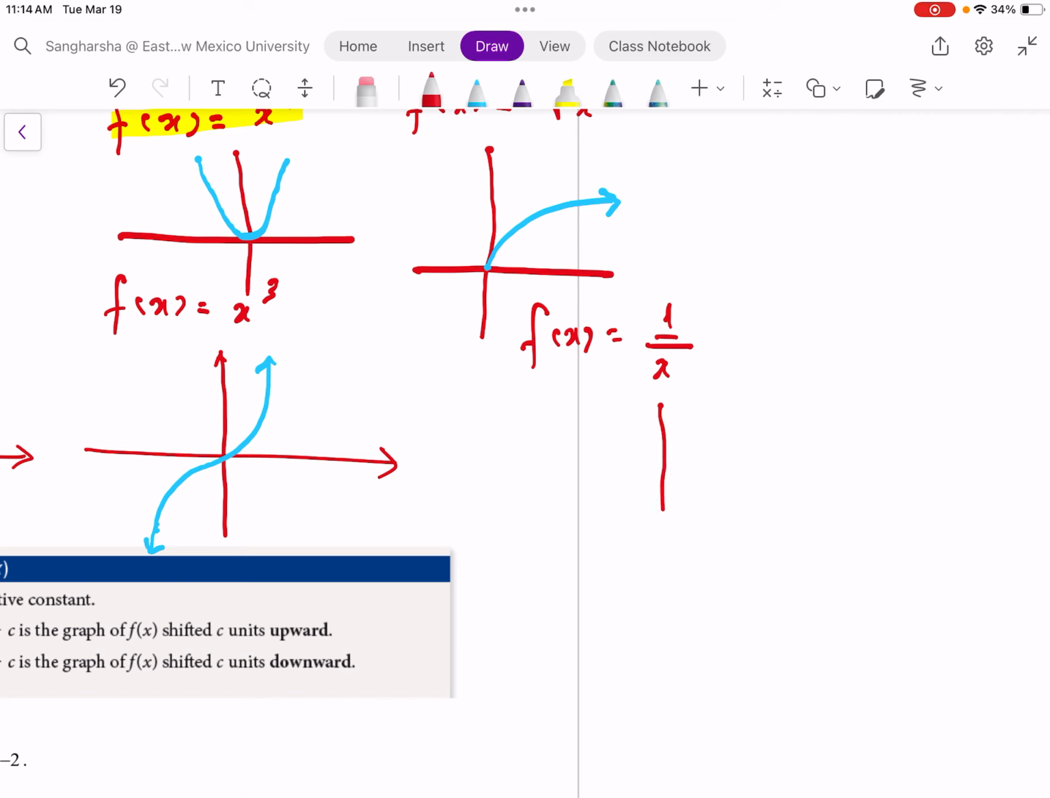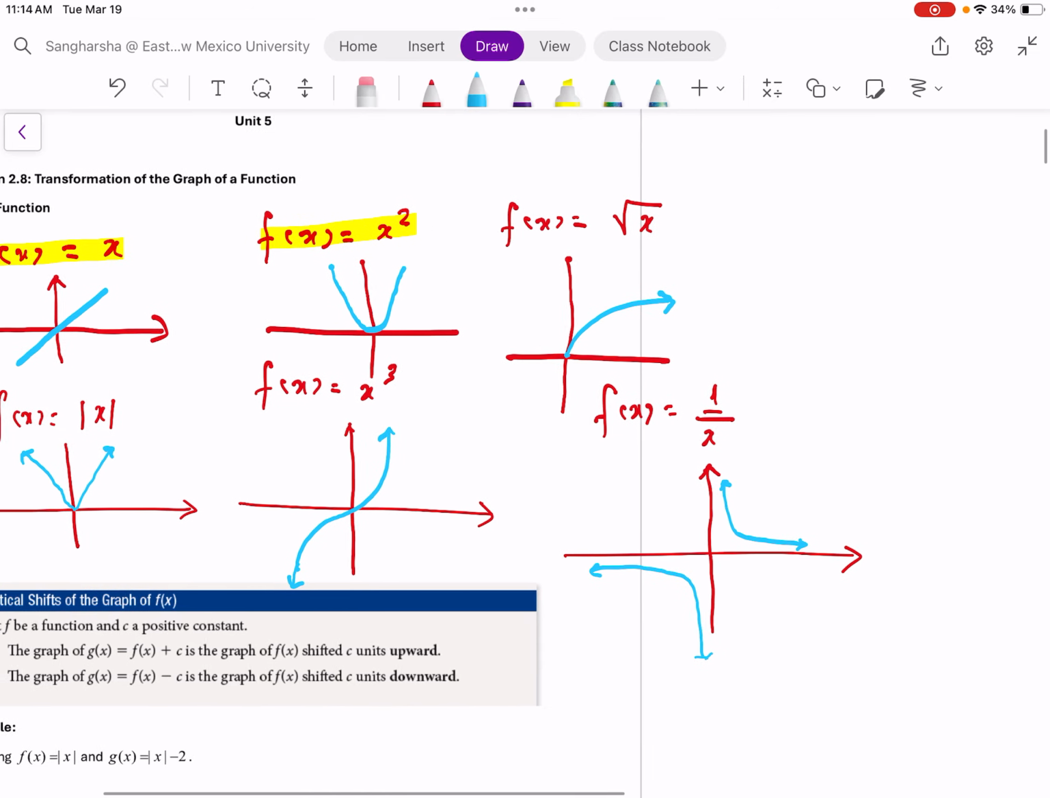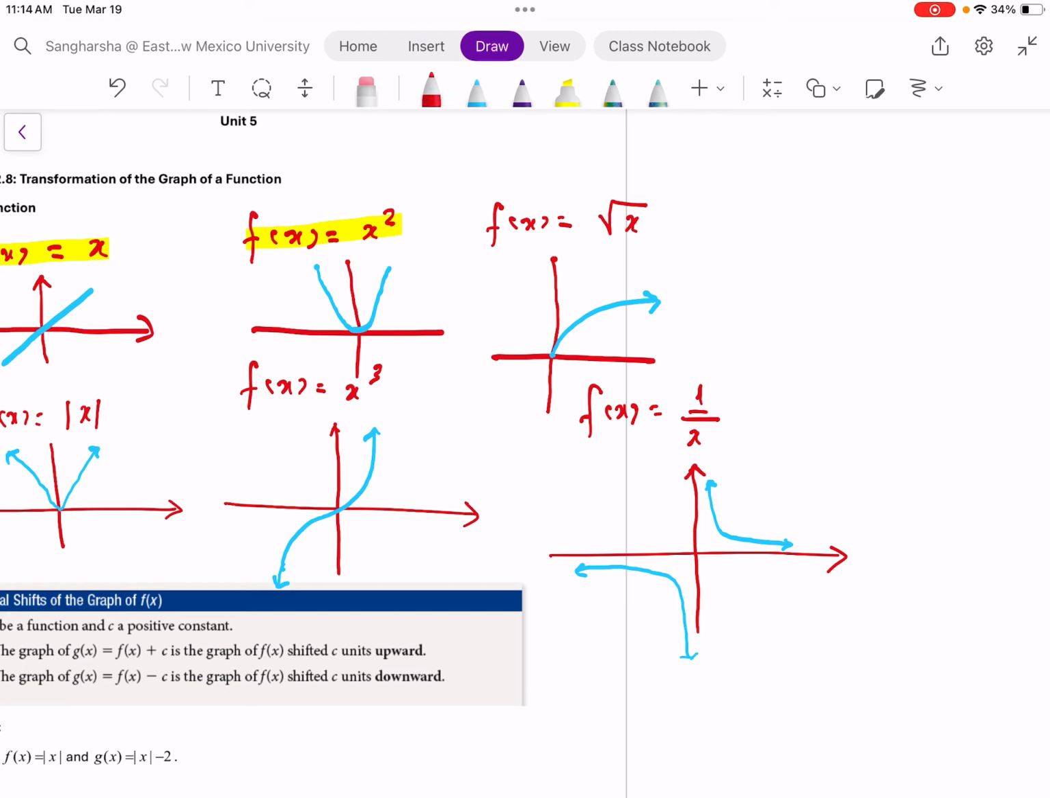And if we graph this function, the graph of this reciprocal function or rational function is like this, okay? And one more, the last one. If our function is f of x equals cube root of x, the graph of this function is, okay, this is the graph for a cube root function.